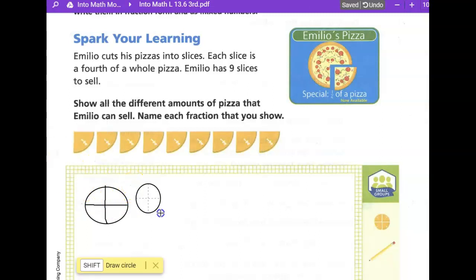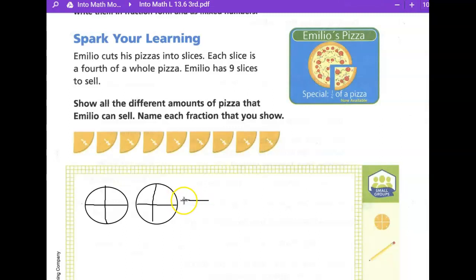Okay. And then he could sell 4 more slices. And how many slices would that be altogether? 4 plus 4 is 8. And then he could sell 1 more slice. And together he would have 4 here, plus 4 here, plus 1. Together he would have 9/4. And that's all he had to start with if you look back up in the problem. He had 9 pieces of pizza to sell.